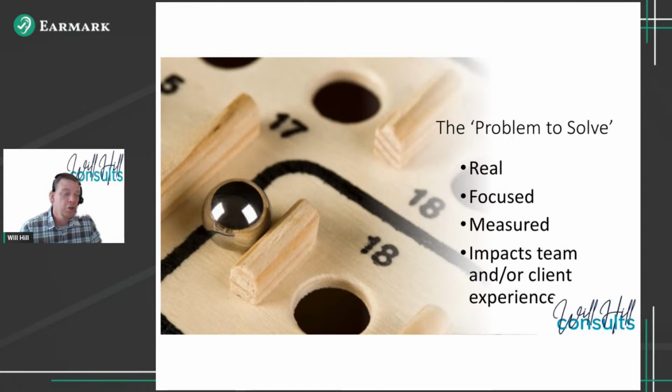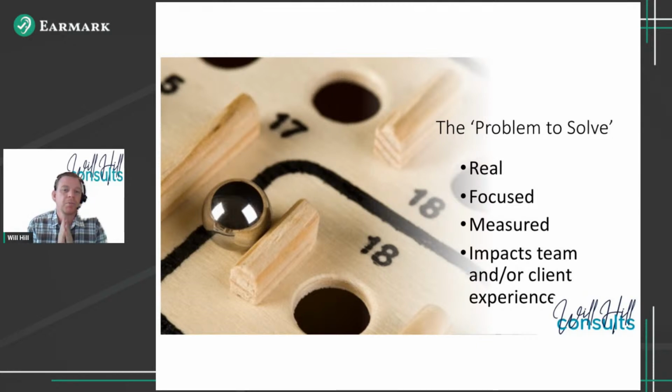Hey, there's been a lot of growth in our local economy. We have more business clients that we could serve and we're not serving. That could be our problem to solve. A new regulation has come into play, and we've got to help our clients navigate that regulation. That could be a problem to solve.